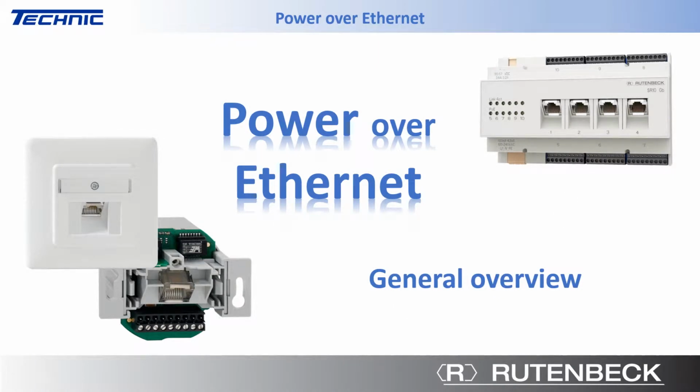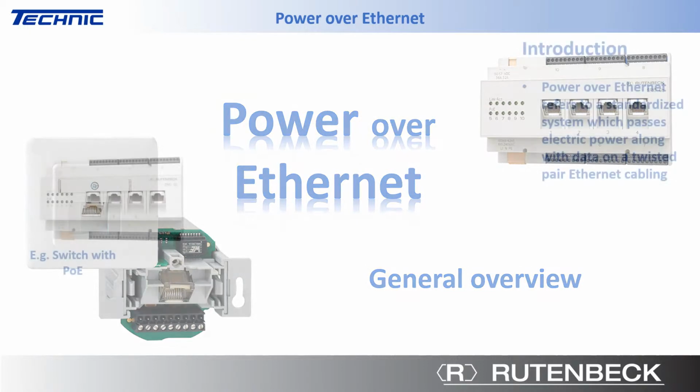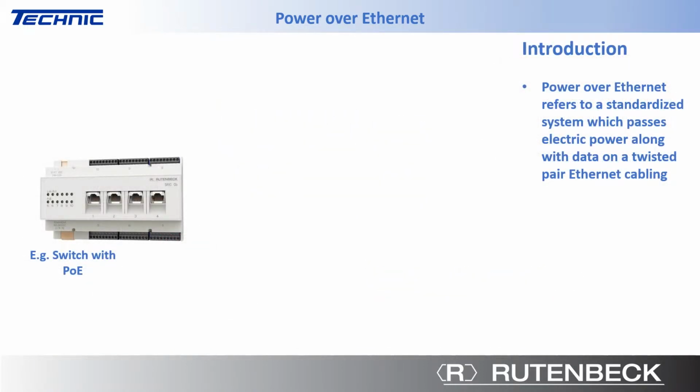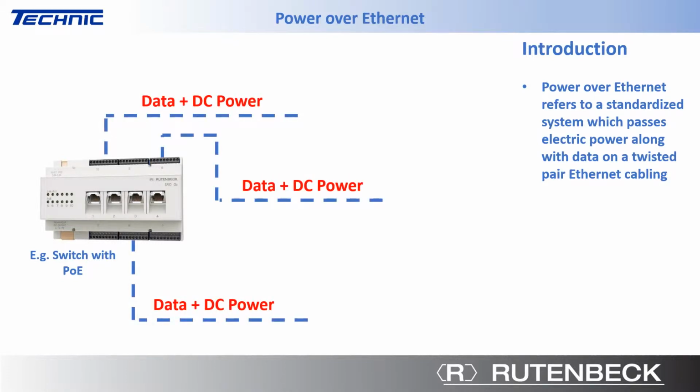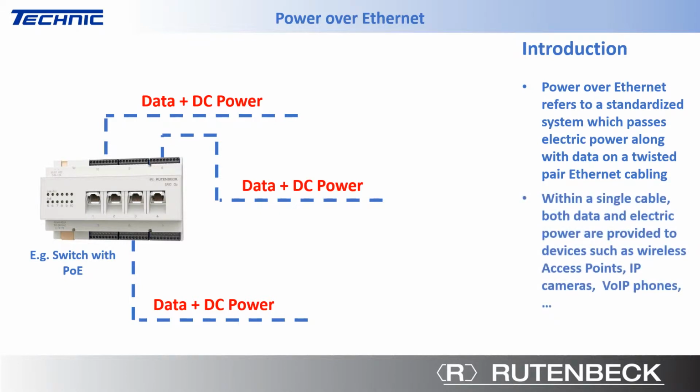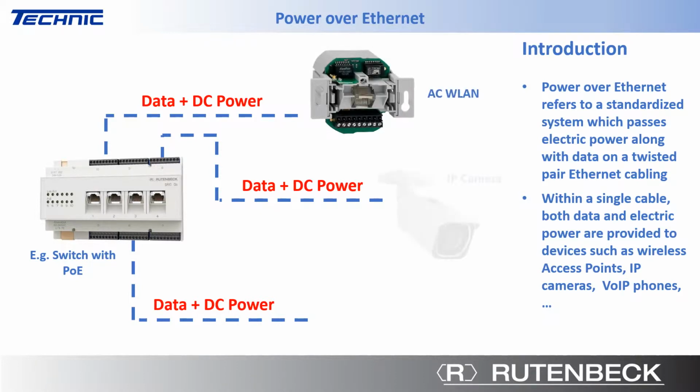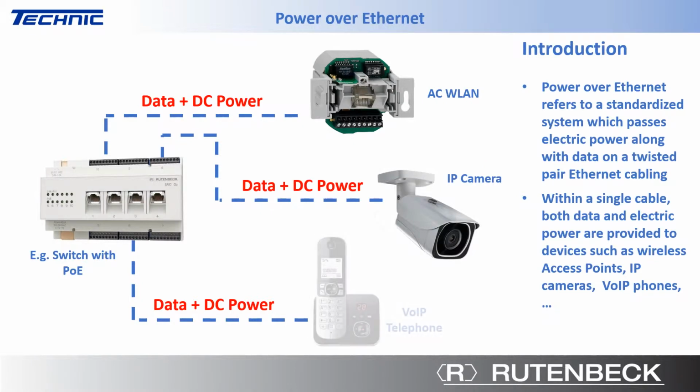Power over Ethernet. General overview. Power over Ethernet refers to a standardized system which passes electric power along with data on twisted pair Ethernet cabling. By means of a single cable, both data and electric power are provided to devices such as wireless access points, IP cameras, voice-over IP phones, etc.